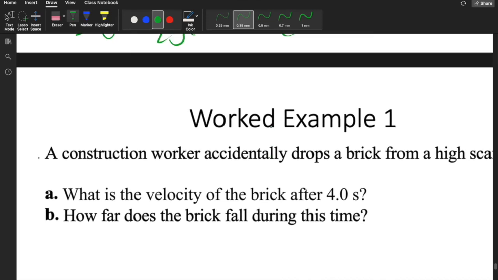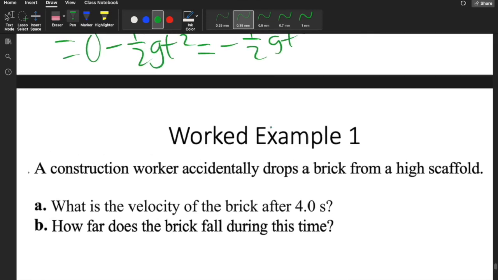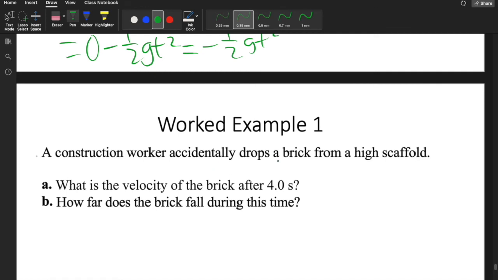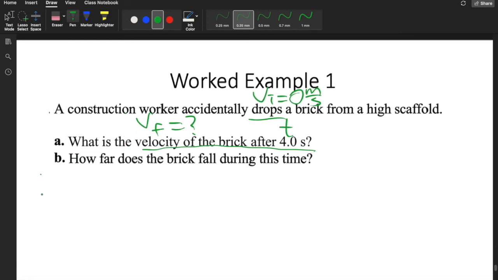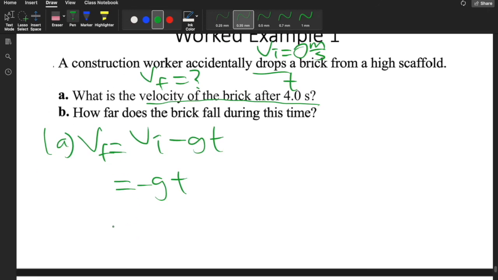Alright, so let's do an example here. A construction worker accidentally dropped a brick from a high scaffold. So when you see the word drop, you need to know the initial velocity is 0 meters per second. What is the velocity after 4 seconds? So here's t, and they're asking you to find VF, final velocity. So final velocity is equal to initial velocity minus gravity times time, which is equal to negative 9.81 times 4.